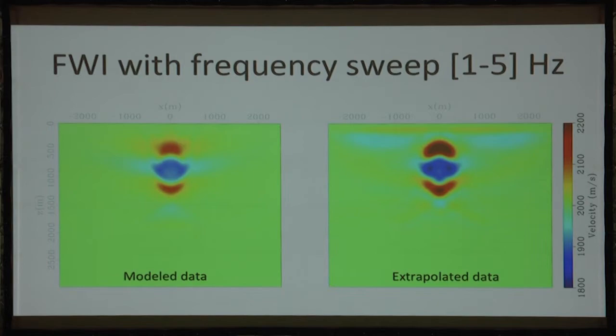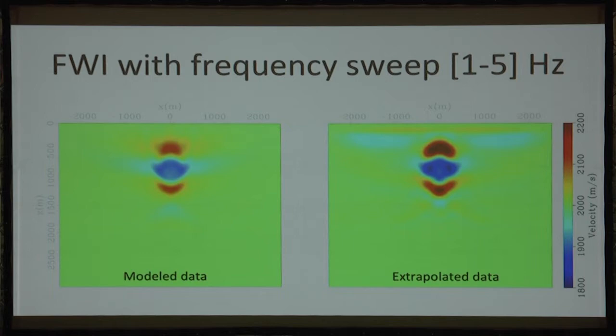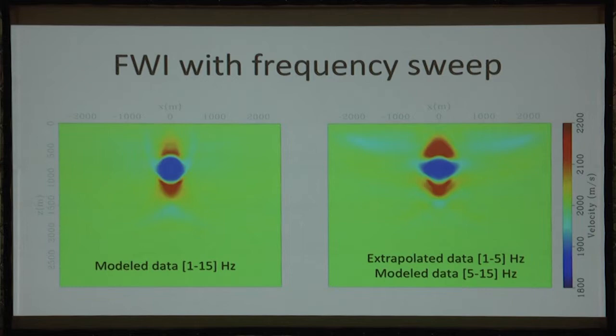So now I'm showing you the FWI result using the modeled low frequency data and the extrapolated low frequency data. You see the overall structure is very similar, although the amplitudes are not the same, and the shapes in details are not exactly the same. But the low wave number information is very similar. If we start from these two models and run full waveform inversion using the recorded data, this is the result compared with where we have full bandwidth data. You can see it's not the same, and it's not as good as when you have all the frequencies in the data, but they are comparable in terms of the low wave number structures.